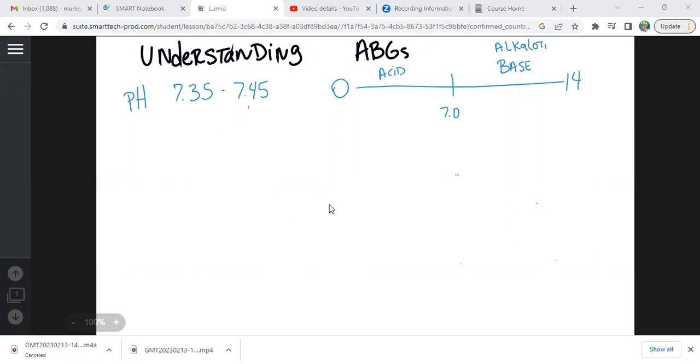Alkalic or alkalosis. So that's the base side of things. The higher that number, the more alkalotic it is. So it's on like a spectrum. And you're going to learn acid-base balance as we go, but that's just a quick intro to it.